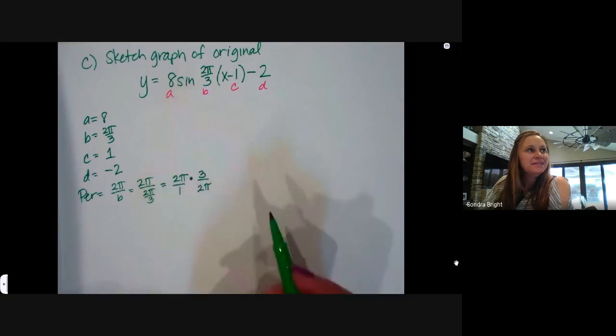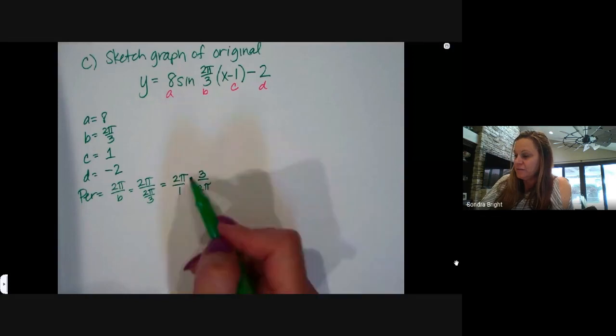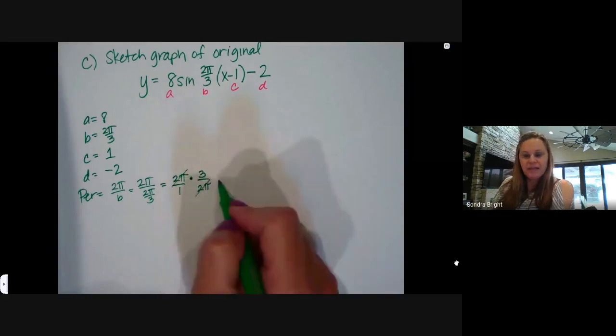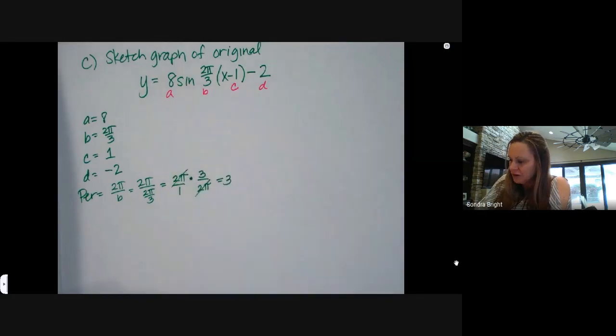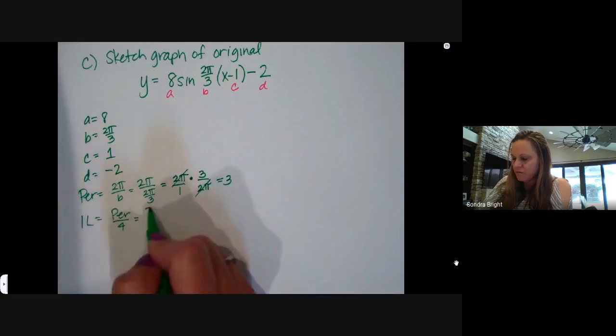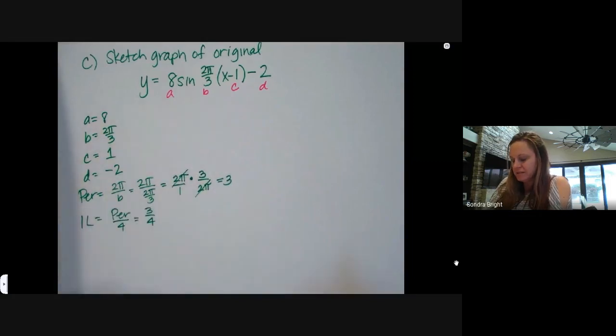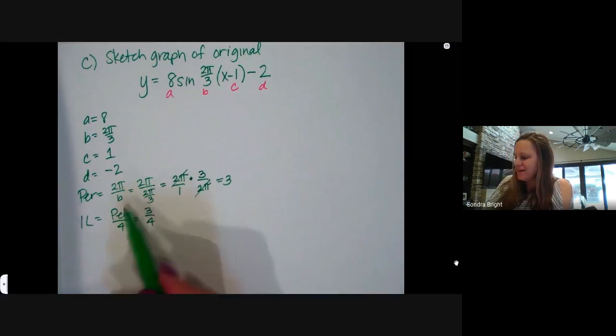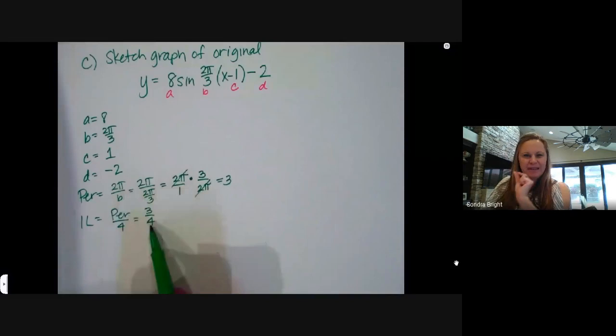The 2 pi's cancel. Period is 3. Increment length is the period divided by 4, so that'll be 3 over 4. You could keep it as fractions, but this ends up being a decimal that terminates, so I'm fine with 0.75. Let's make it nice on ourselves.